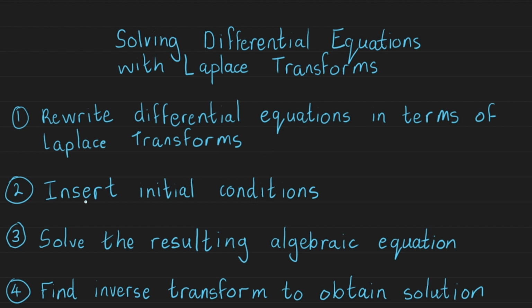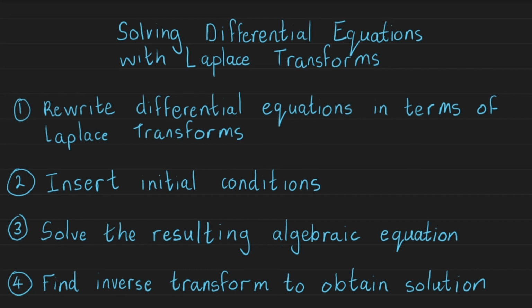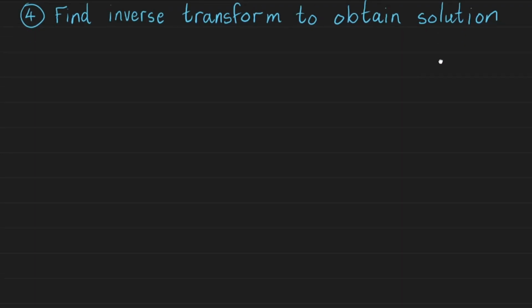The second step is to insert the initial conditions, which are given as part of the problem. We substitute those in. The third step is to take the algebraic equation that we have and solve it, so that everything is in terms of the Laplace transform. And the last step is to take the inverse of the Laplace transform, and then we get the actual solution of the differential equation. The whole process is illustrated through a simple example, and that will become clear as we go through these different steps, how it actually works.